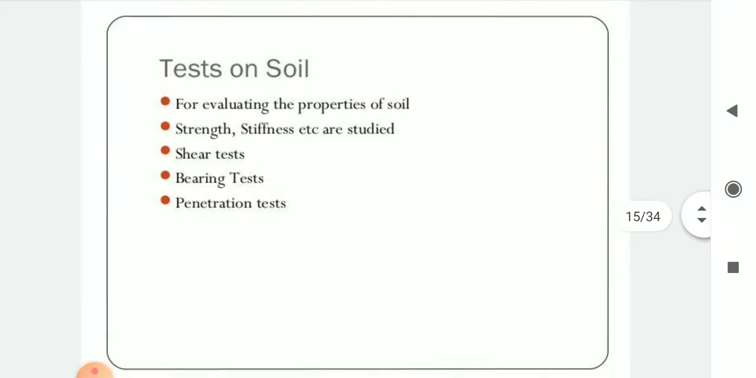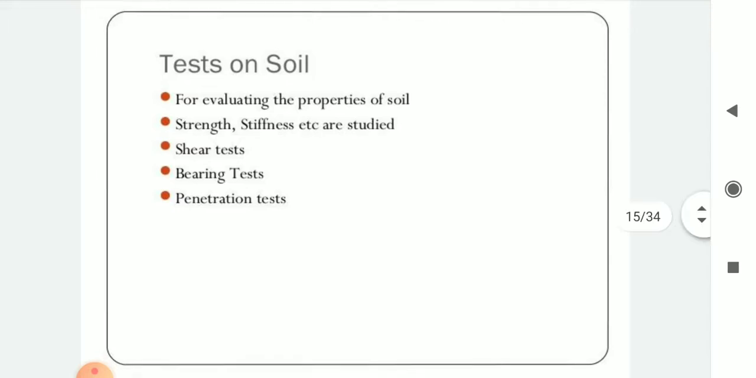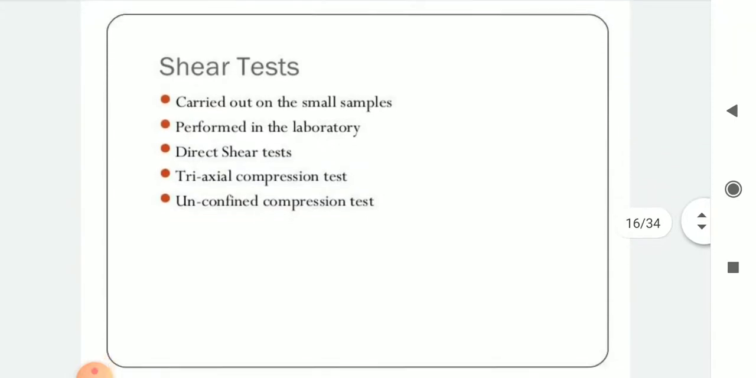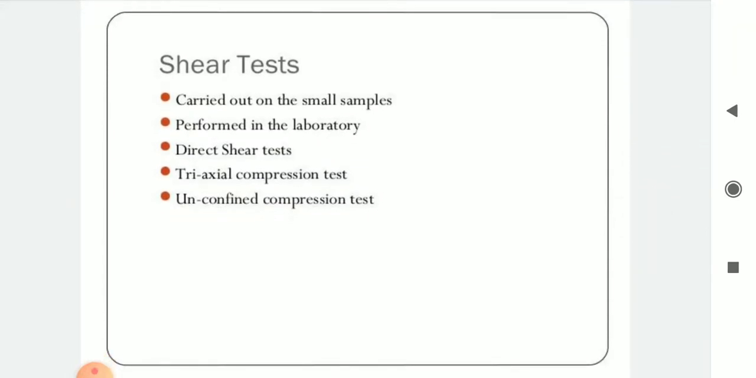Then after classification, we are going to discuss the tests which are carried out on soils. Different tests are there for evaluating the properties of soil, strength and stiffness, etc. Shear tests, bearing tests, penetration tests are there to calculate the strength, stiffness, and properties of soil. First, shear test. This test is carried out on small samples performed in the laboratory. Direct shear test, triaxial compression test, unconfined compression test. These are some tests.